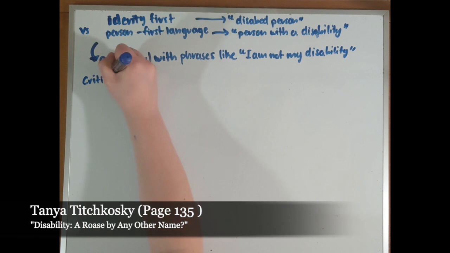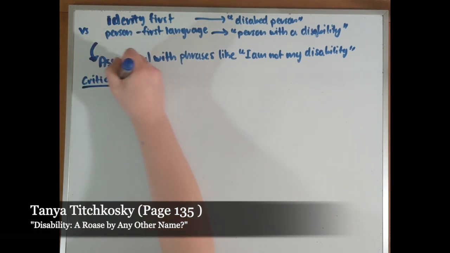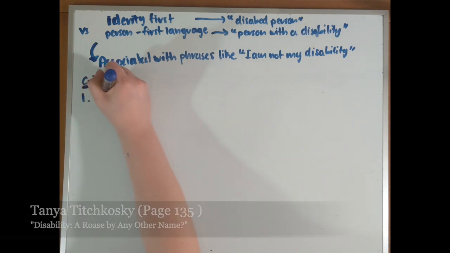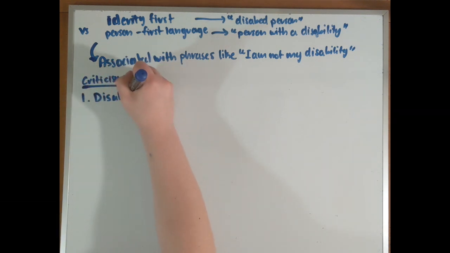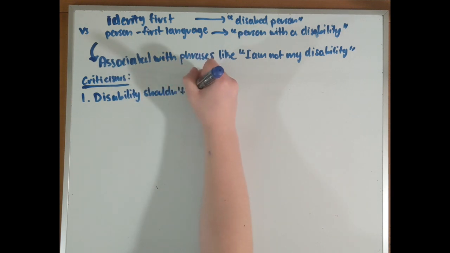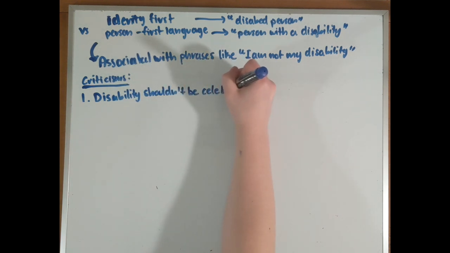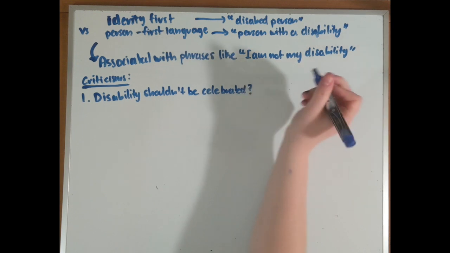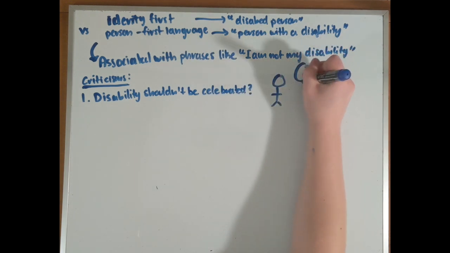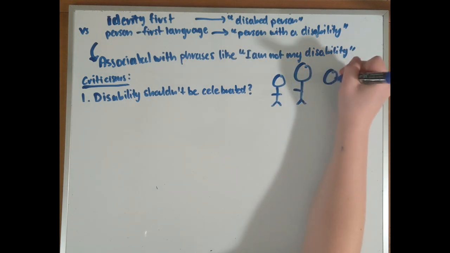As Tanya Titchkosky identifies in her work, "Disability Arose by Any Other Name," she argues that person-first phraseology conceives disability as a troublesome condition that is attached to people. It is not something that should be celebrated. Therefore, we should not attach it to people's identities. If it was something that is good, then why do we want to take it out of someone's identity?